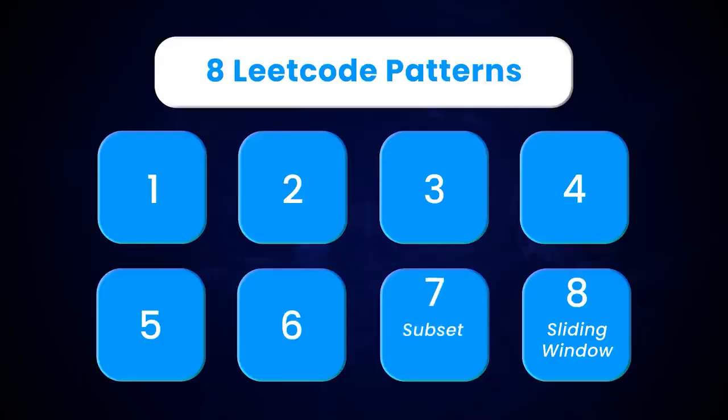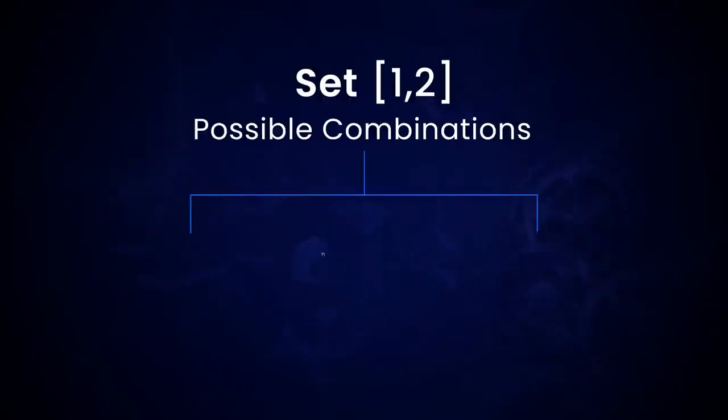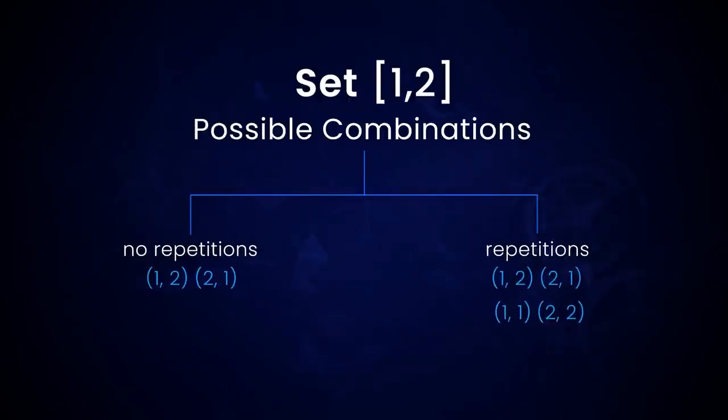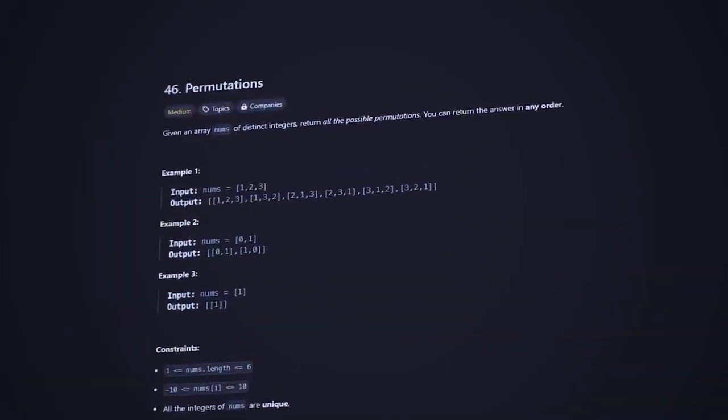Next, we have the subset pattern. The subset pattern is used when you need to find all the possible combinations of elements from a given set. Repetitions may or may not be allowed depending on the problem. In the subset pattern, we need to explore all the possible arrangements of elements from the given set. Take for example this permutations problem from LeetCode.